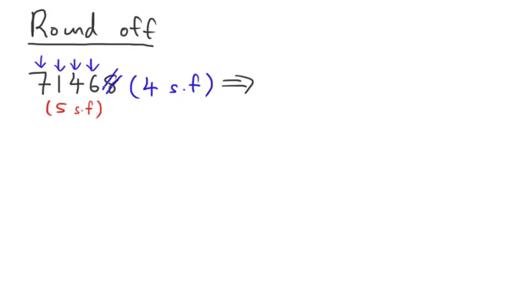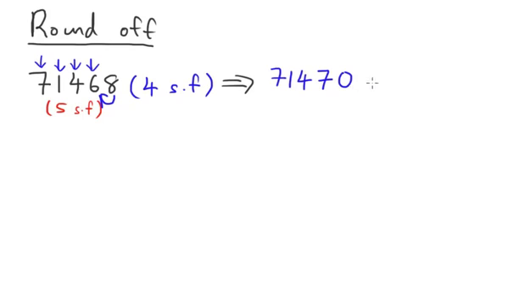But the value of the number changes, which is not permitted, because after you round off, the value of the number should be approximately the same. So what we have to do is round up the 8, because 8 is more than 5. So we round it up so that we get 71,470. Because 8 is more than 5, the 6 add 1 becomes 7.